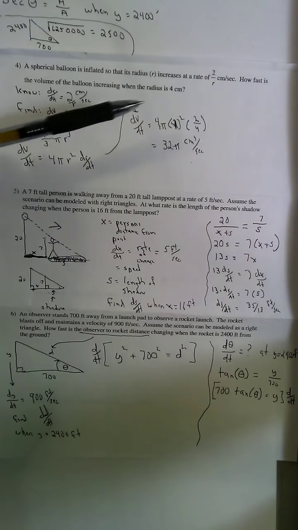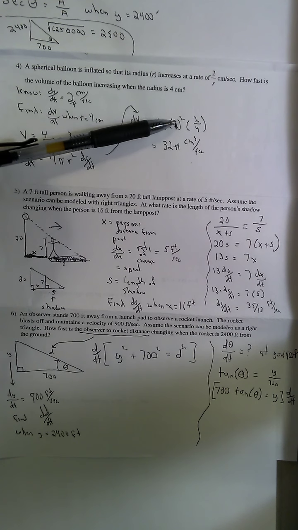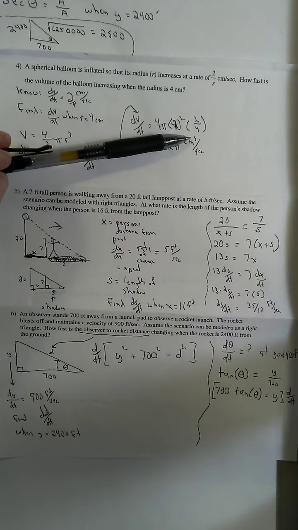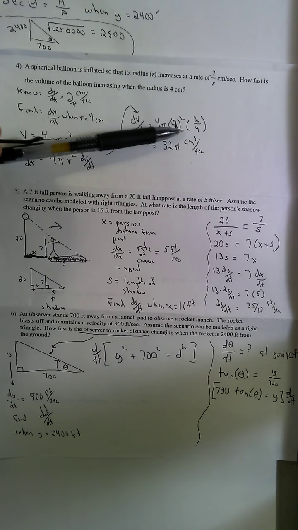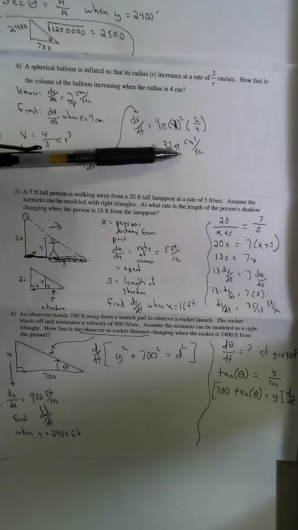If you were in Miss Birch's class, you would probably put all the units in for each of these rates or quantities, and then you could actually do dimensional analysis. You can see that you get here centimeters squared times another centimeter. So that would be centimeters cubed, and you could kind of reason out what the units are in there.